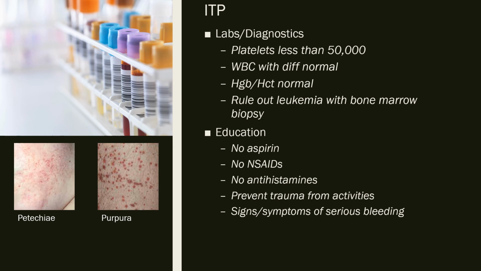We're going to teach the family to avoid any trauma that could happen because of activities. So we ask them to avoid contact sports, at least while the child is dealing with the ITP. So they can swim, they can do physical activity that's going to have less of a risk. We explain to parents the signs and symptoms of serious bleeding, and we tell them when to call 911.